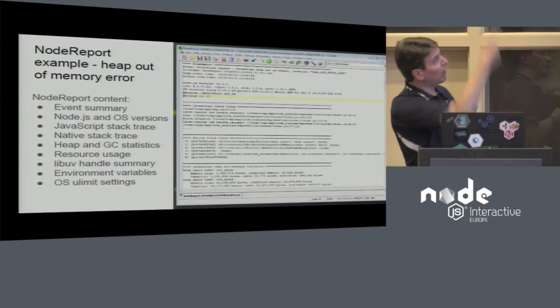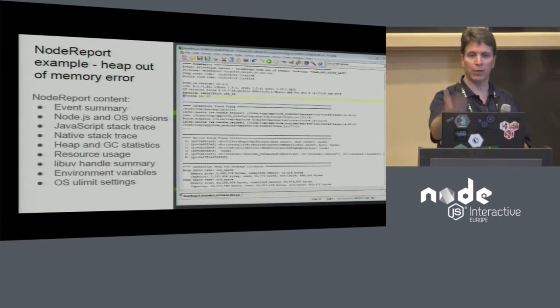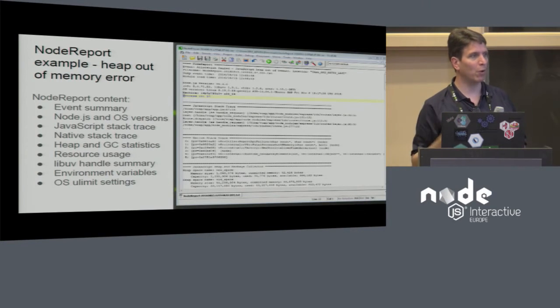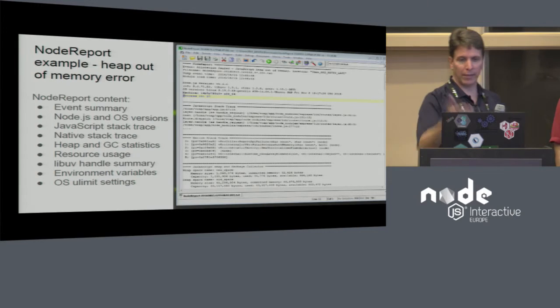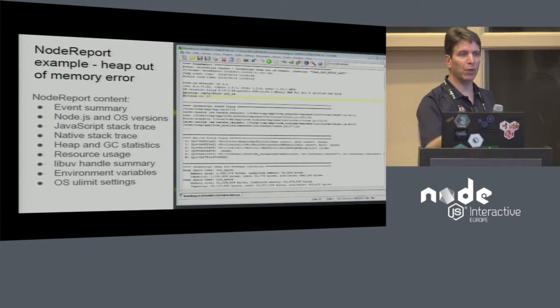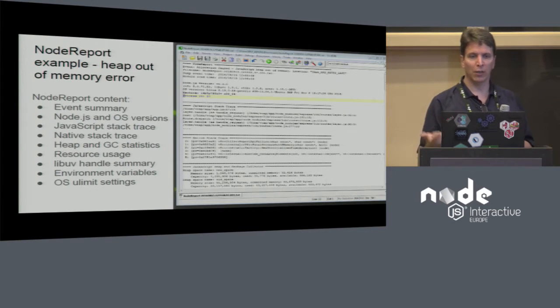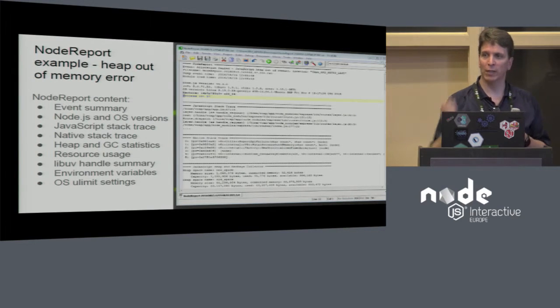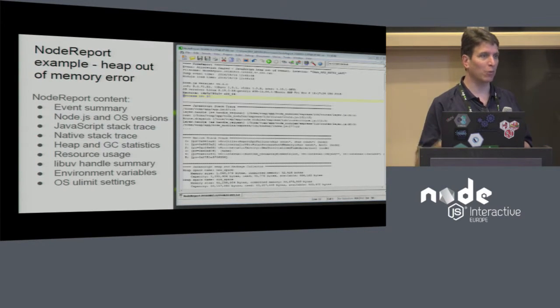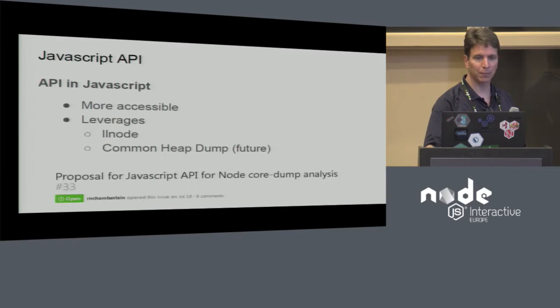This is a quick example. It's a bit hard to read, but there's already work on this. You can go to the repo nodejs/node-report and take a look at the code that's there. It gives you just the key information you need about things like the events that are going on, your OS and node versions, stack trace of the current executing thread, heap and GC statistics, resource usage, OS ulimit settings, all that kind of stuff that I think you'll find in a lot of cases will let you solve the problem without having to delve even deeper.